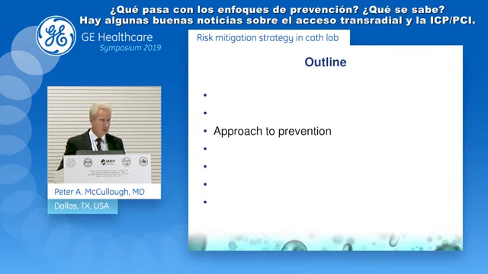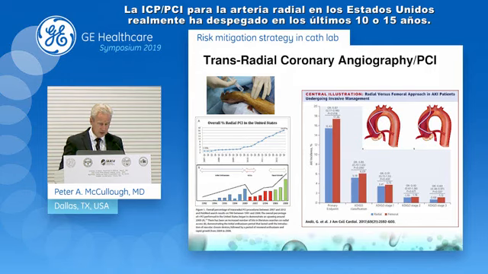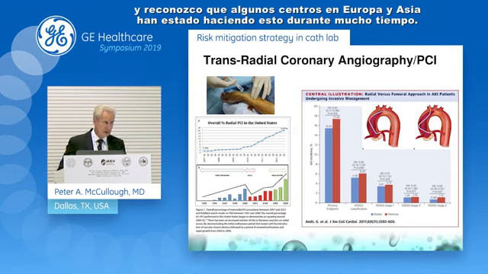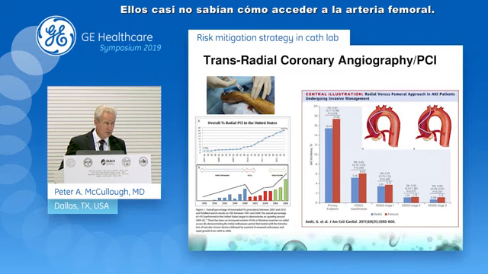Now, what about approaches to prevention? What do we know here? Well, there's some good news with respect to transradial coronary angiography and PCI. So radial artery PCI in the United States has really taken off over the last 10 or 15 years. It started at our hospital in 2008. And I recognize some centers in Europe as well as Asia have been doing this for quite some time. I visited cath labs in China, for instance, where they exclusively use the radial artery. They almost don't know how to access the femoral artery.